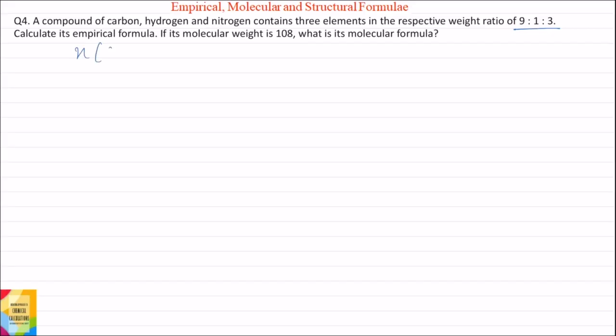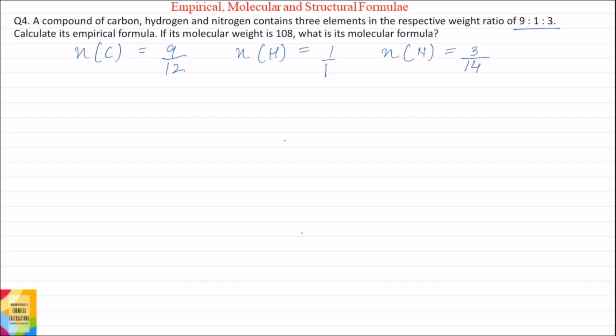Therefore, moles of carbon will be equal to weight of carbon divided by atomic weight of carbon, that is 9 divided by 12. Moles of hydrogen will be equal to weight of hydrogen divided by atomic weight of hydrogen, that is 1 by 1. And moles of nitrogen will be equal to weight of nitrogen divided by atomic weight of nitrogen, that is 3 divided by 14.